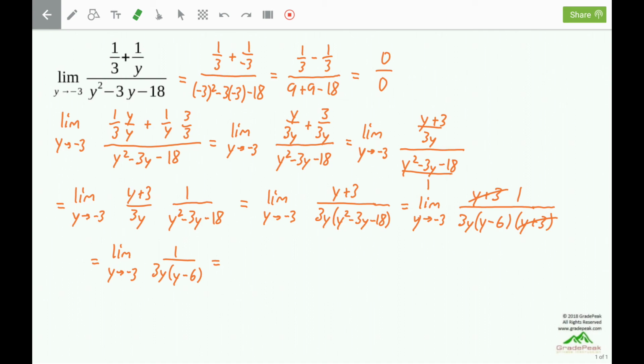We can then plug a negative 3 in for each of the y's. And we should no longer have 0 over 0. This will be 3 times a negative 3 times a negative 3 minus a 6. 1 over 3 times negative 3 times negative 3 minus 6 is a negative 9. I will start by multiplying a 3 with a negative 3. That'll be negative 9 times another negative 9. Negative 9 times negative 9 is positive 81. And we therefore end up with a 1 over 81.